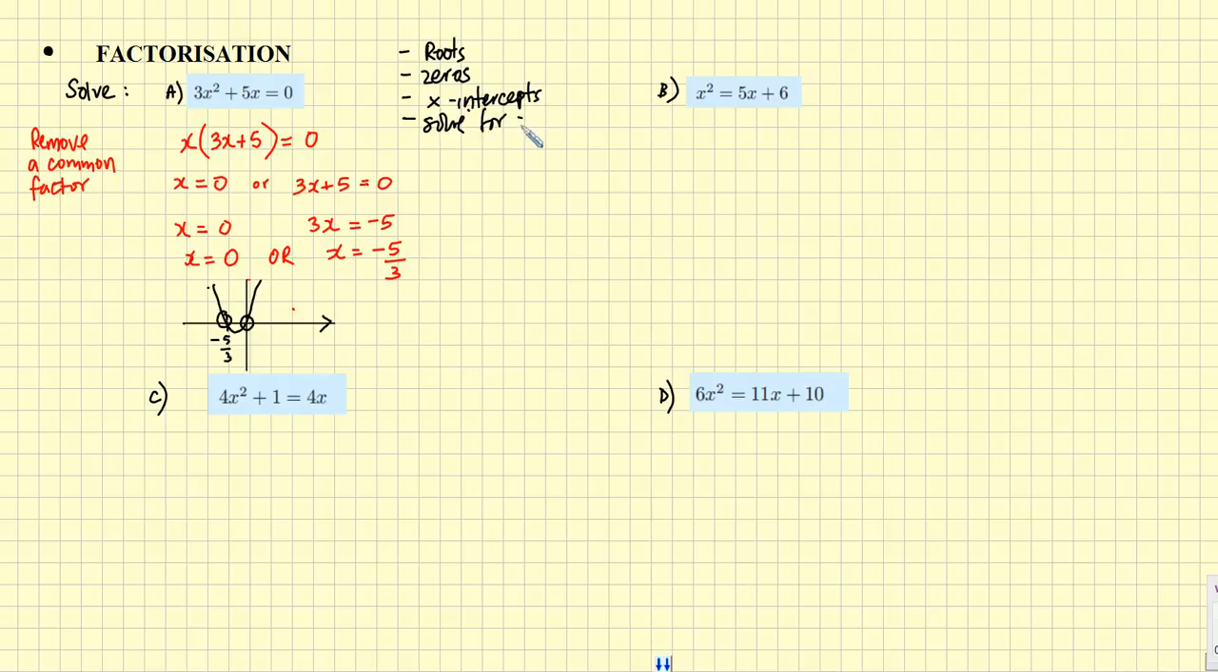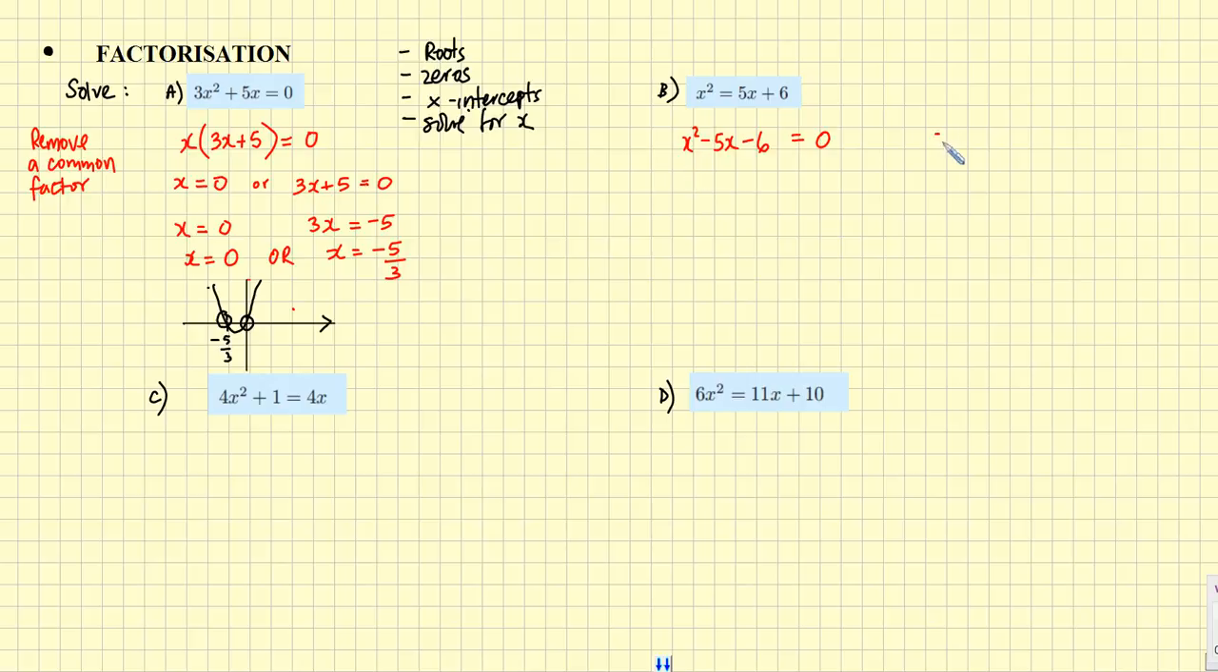Okay, so all of these have exactly the same definition. The next question has x squared equals 5x plus 6. So we're going to bring everything over to one side of the equation so that we'll write it in descending order, x squared minus 5x minus 6, and that's going to be set equal to 0.